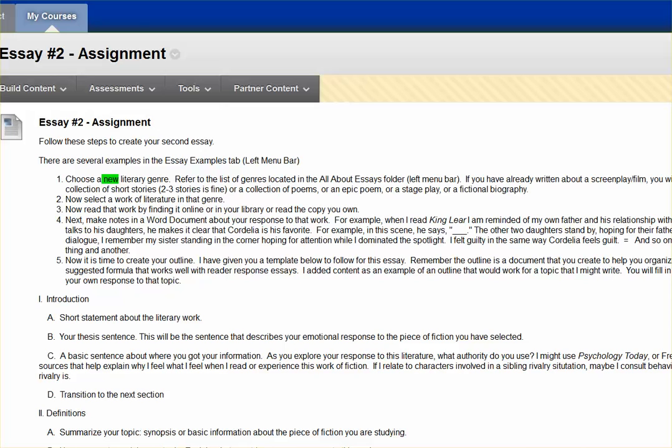So for this essay, number 2, you are going to select a piece of literature in a genre other than you have studied so far. When you look at the Essay 2 assignment, you can see the instructions for writing a reader response essay.